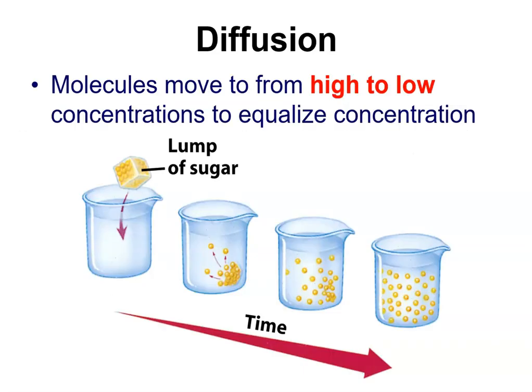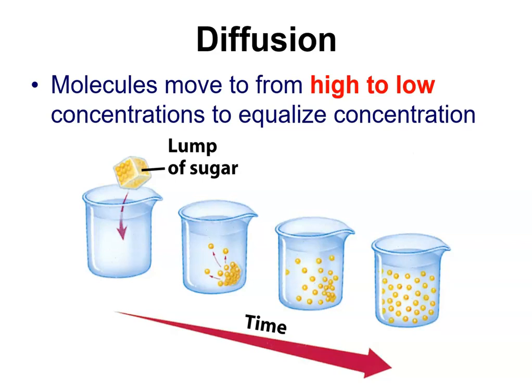All right, another example, not inside the cell, of just diffusion itself would be if we took a lump of sugar and we just put it in water and let it sit over time. It was all together, but it is going to spread out. That's what diffusion is. If I were to spray perfume and it spreads out through the room, that is going from an area of high concentration to low concentration. And this happens through our cells.